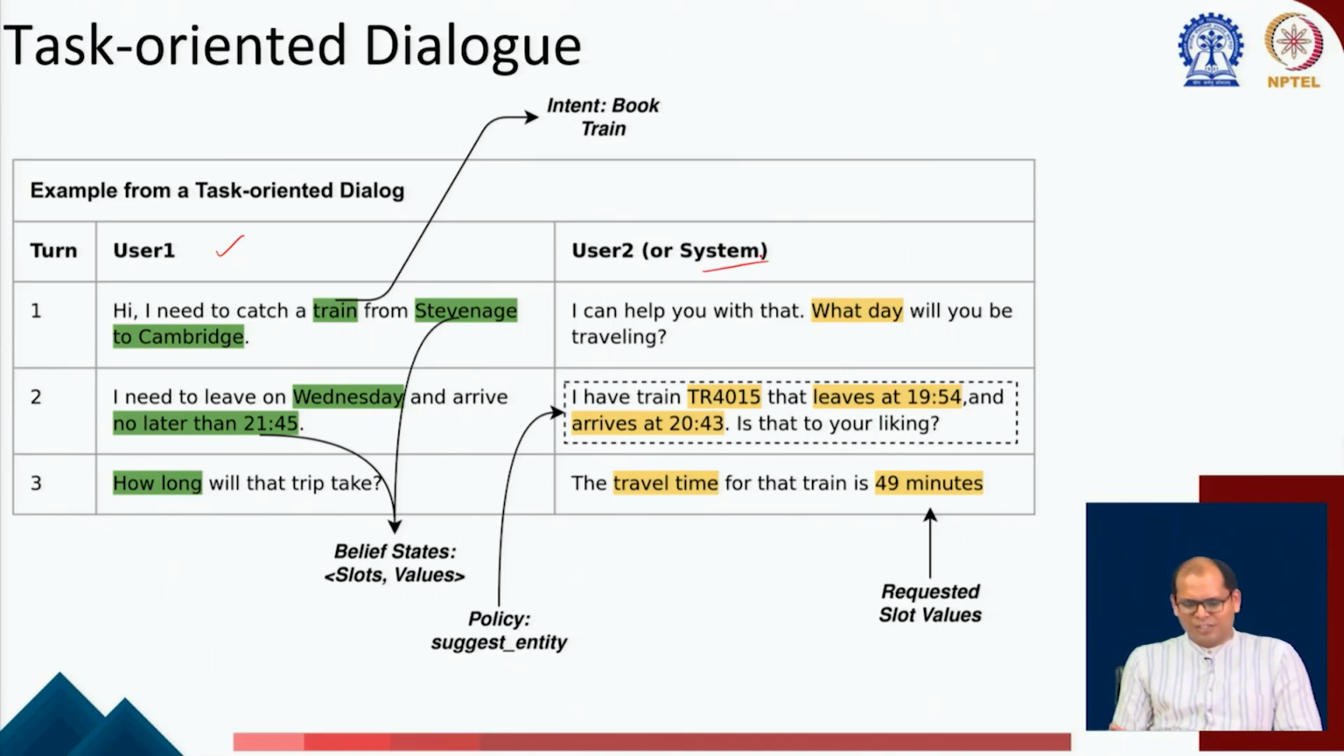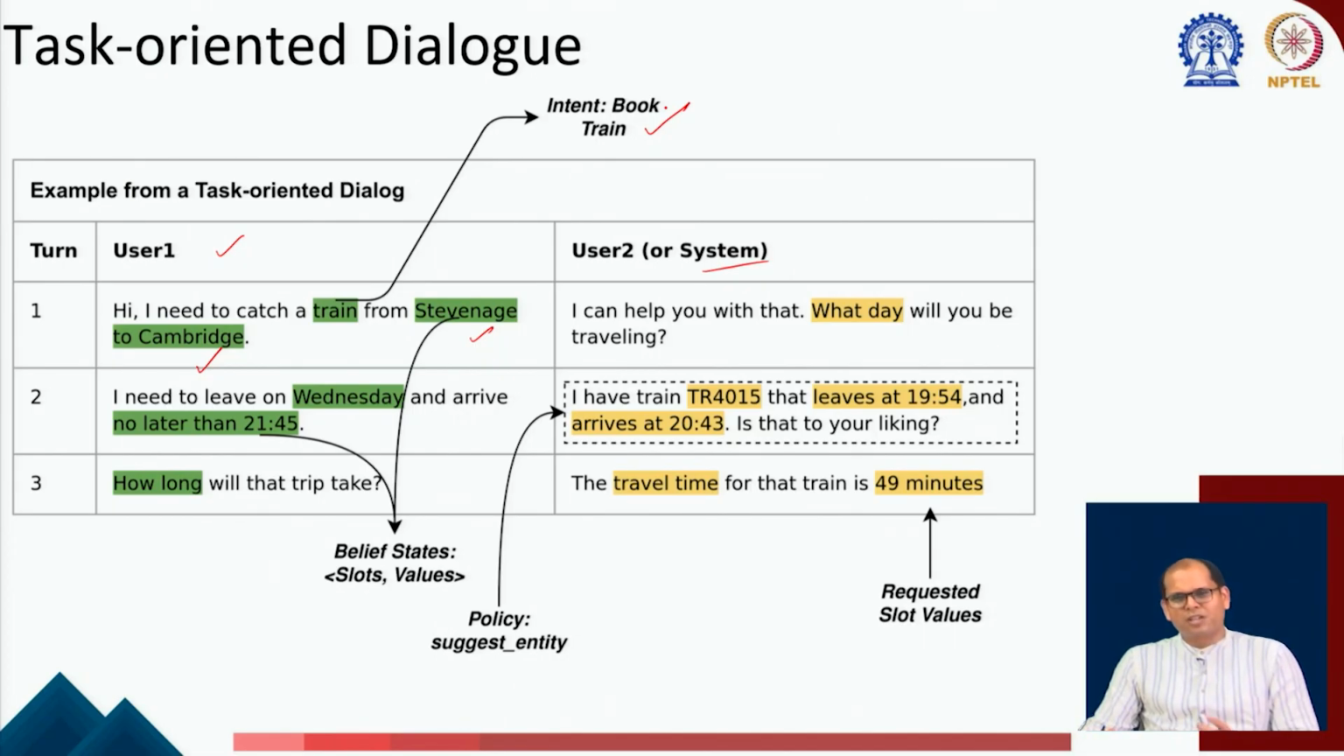User 1 starts by saying, I need to catch a train from a particular source to a destination, and immediately you get to know what is the intent of the user. You say, okay, the user wants to book a train. So that's very important. Many times you will see systems that can cater to multiple intents. So they can do booking of flights, booking of hotels, setting up alarm clock, and so on. Some systems will be specialized for only one particular intent.